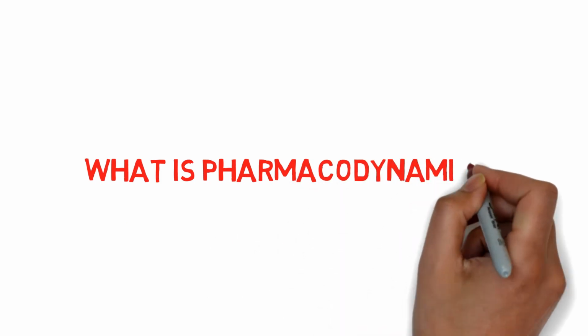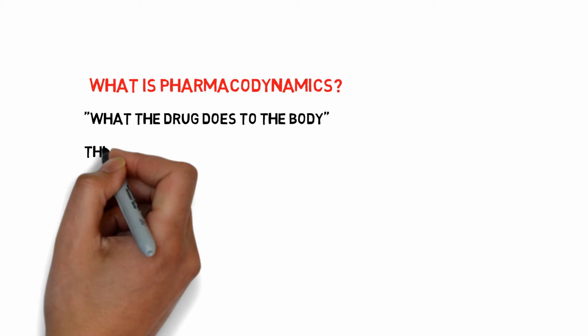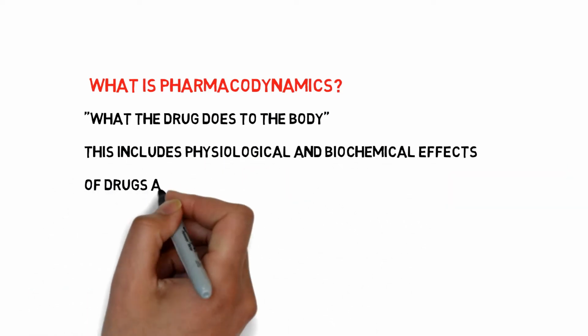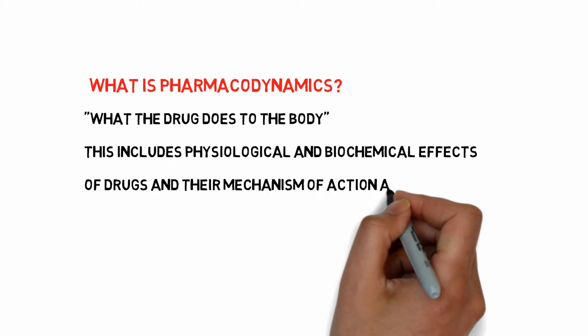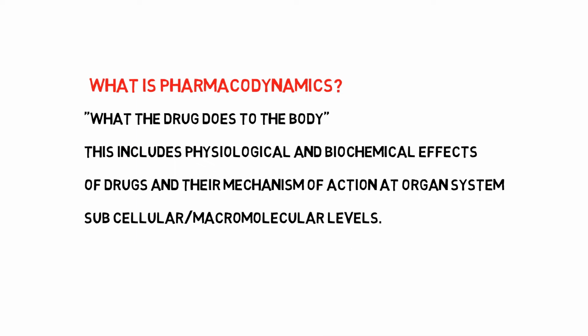Now come to what is pharmacodynamics. Its simple meaning is, what the drug does to the body. This includes physiological and biochemical effects of drugs and their mechanism of action at organ system, subcellular and macromolecular levels.